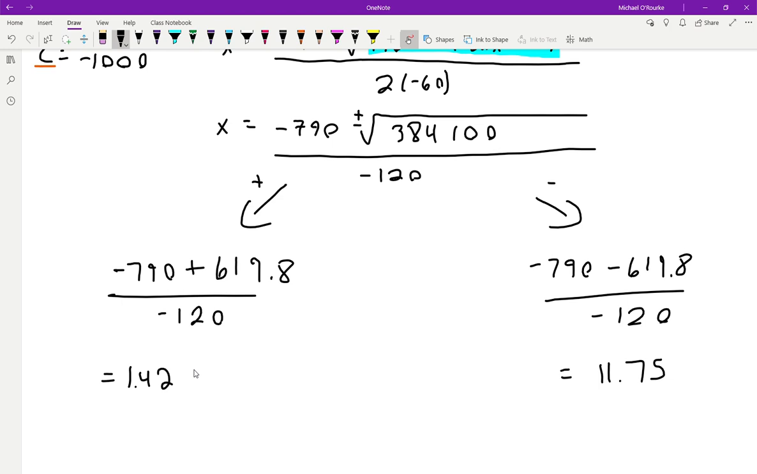So give me a yes or a no if you're able to get those answers in as you're working through. Fiona, yes. Good, good. That is the square root of this number right here. Right?